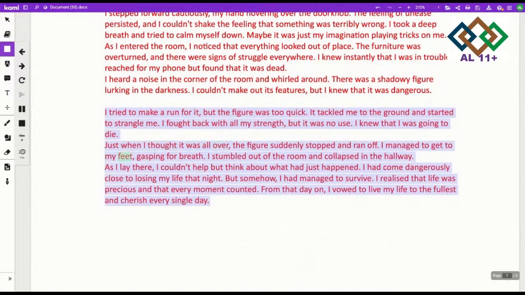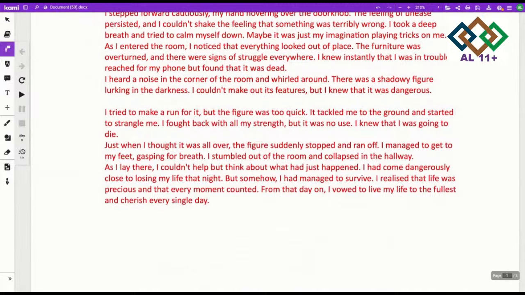I managed to get to my feet, gasping for breath. I stumbled out of the room and collapsed in the hallway. As I lay there, I couldn't help but think about what had just happened. I had come dangerously close to losing my life that night, but somehow, I had managed to survive. I realized that life was precious and that every moment counted. From that day on, I vowed to live my life to the fullest and cherish every single day. So this is one of the examples I have done.